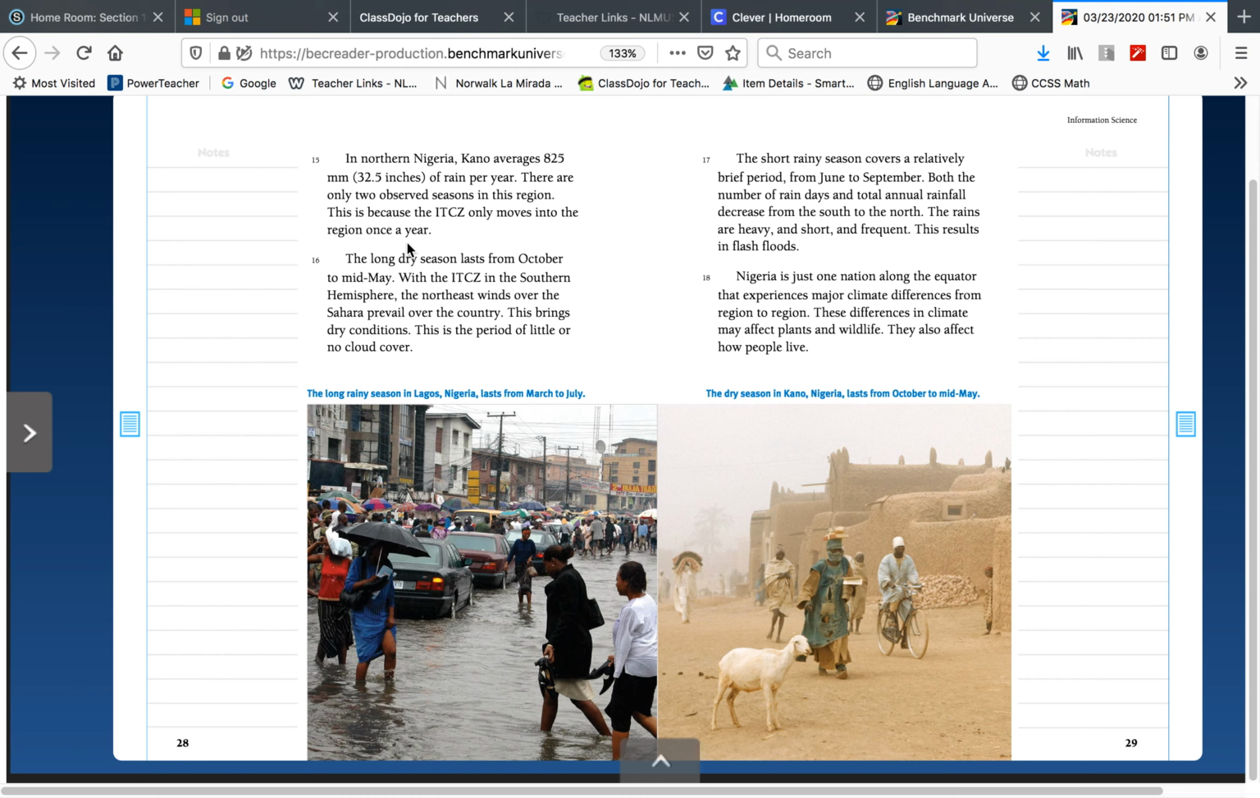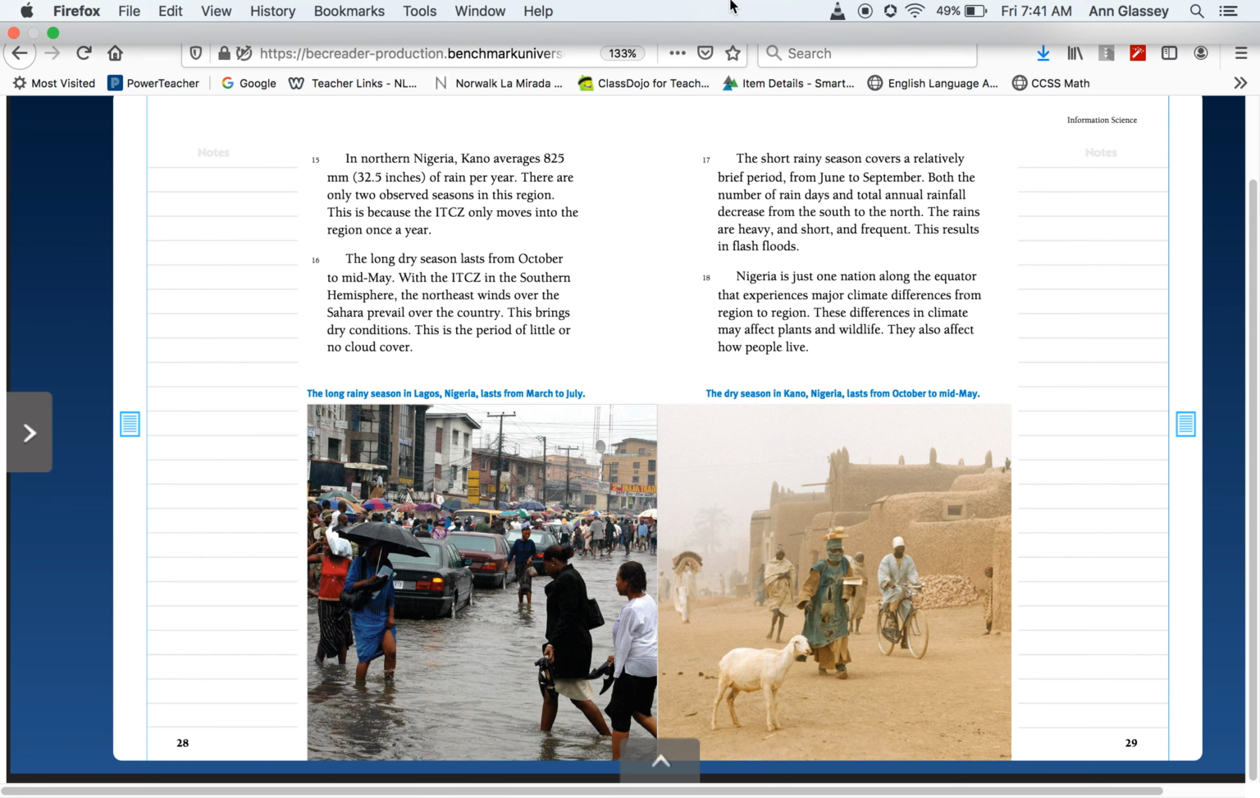So I would say something about a city in Nigeria called Kano has two seasons because of the ITCZ. Something like that. Simple. Summarize this in your own words. That is reading lesson one.